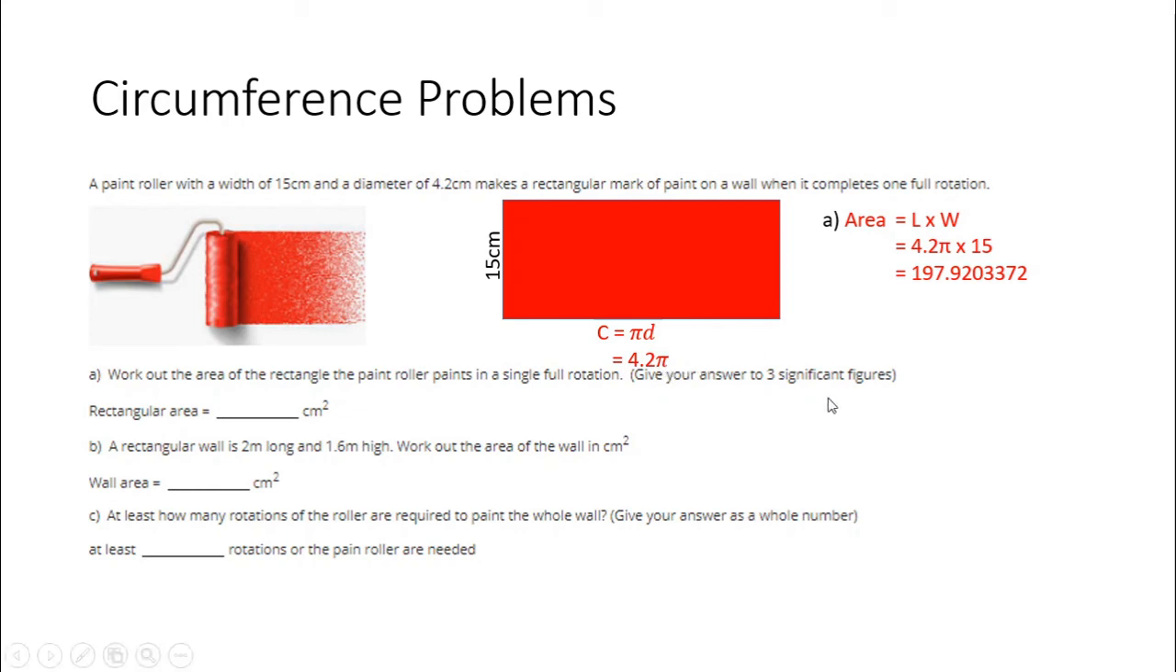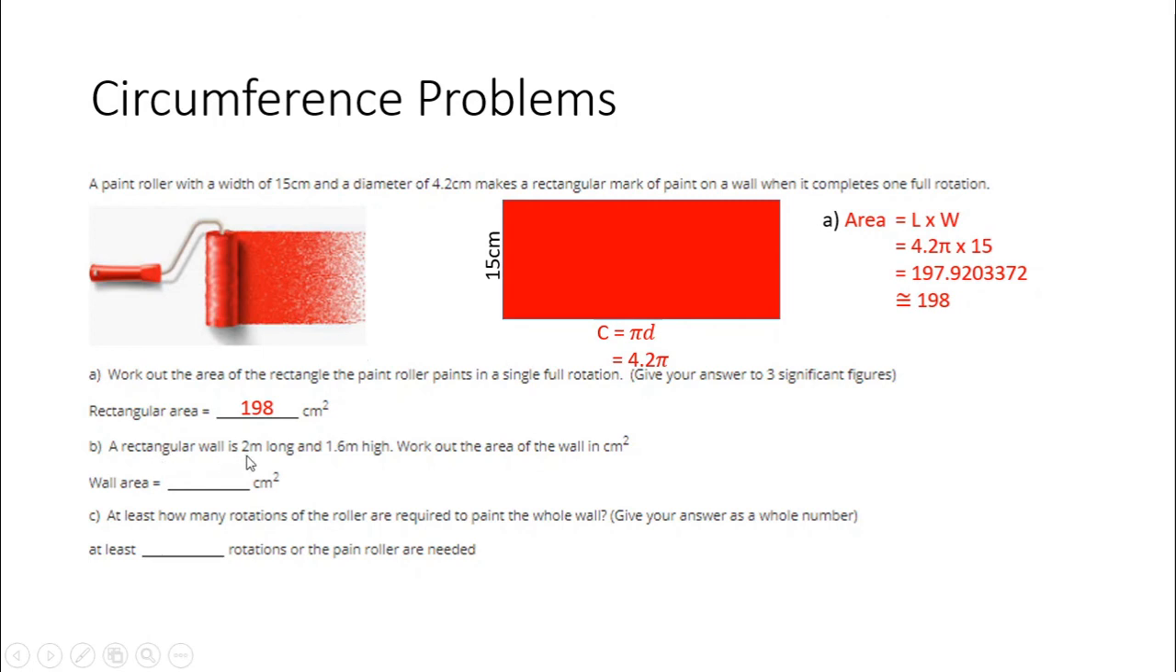To 3 significant figures, that would be 1, 2, 3 digits, and there's a 9 after that 7, so that's going to make it round up. That's going to be approximately 198 centimeters squared to the nearest 3 significant figures. So 198 centimeters squared, just for that area of the rectangle that the roller makes when it does one rotation.